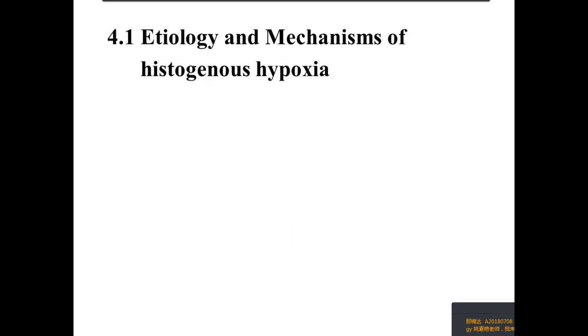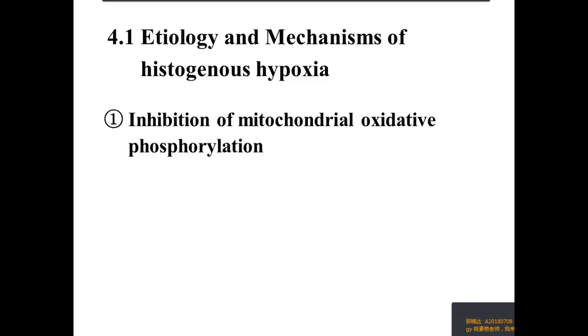Now, the etiology of histotoxic hypoxia. The first is inhibition of mitochondrial oxidative phosphorylation. Mitochondrial oxidative phosphorylation can produce ATP and uses oxygen.